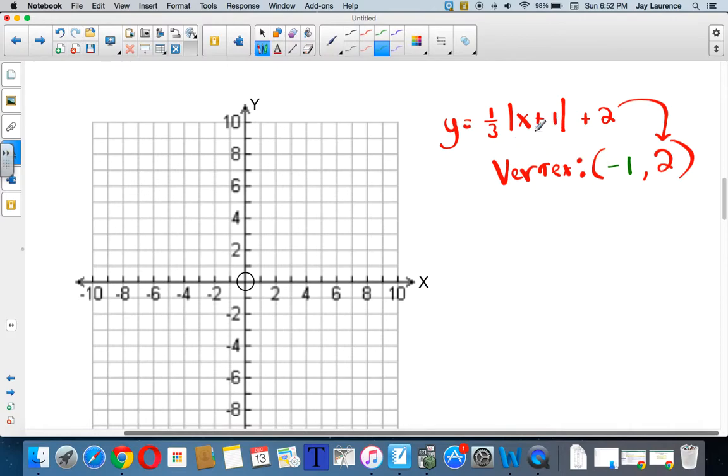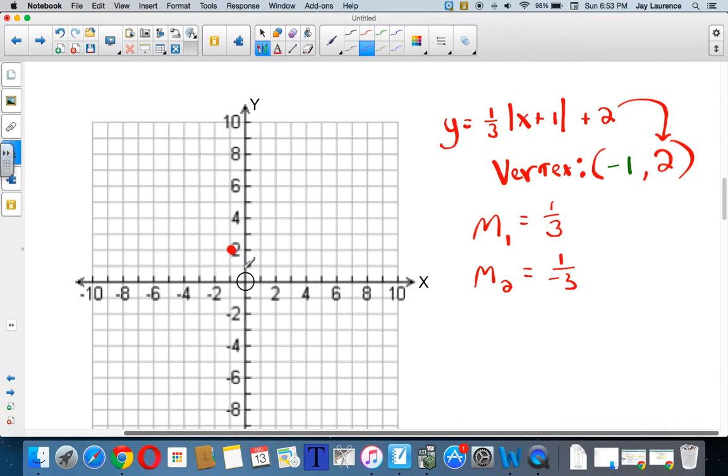So I take the opposite sign here. If it's a positive 1, I use a -1. So I'm going to go -1, 2. Let me do this in red. -1, 2, right there. Now my first slope is going to be 1/3. My second slope is going to be 1 over -3.